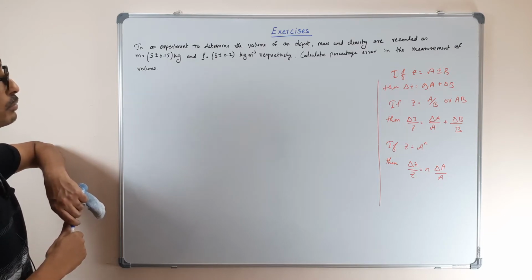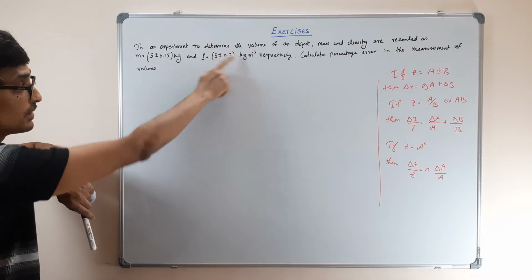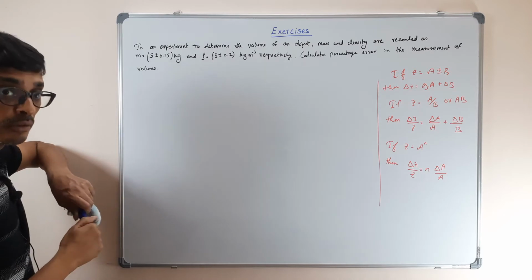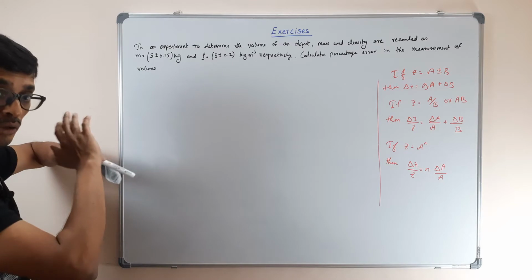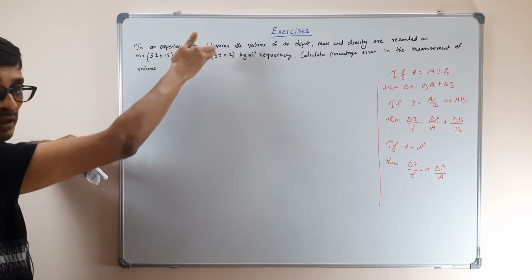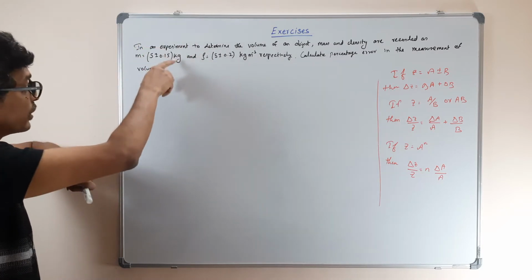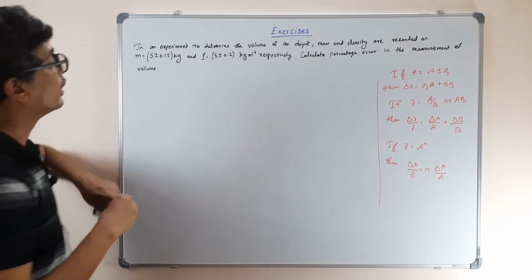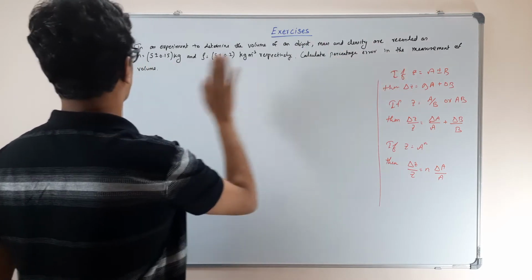Remember one thing I didn't tell you: when you are doing this error calculation, the units all have to be the same. You can't use one as gram and another as kilogram. If the units are different, you have to convert them into the same unit. If it is gram, you multiply by 1000, so everything goes off by 1000, and then you have to multiply the error also by 1000. So calculate the percentage error in the measurement of volume.